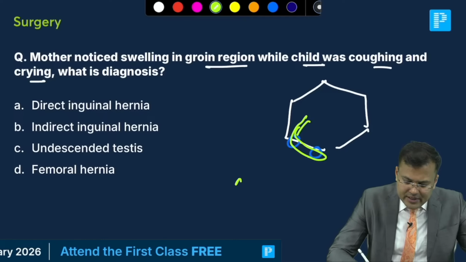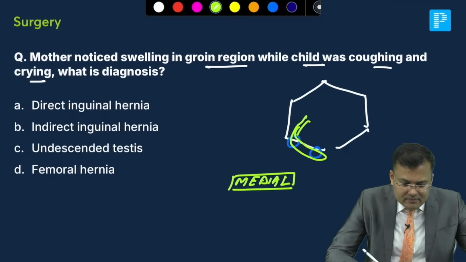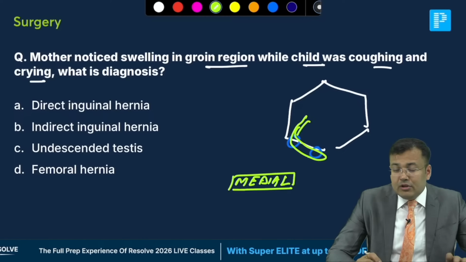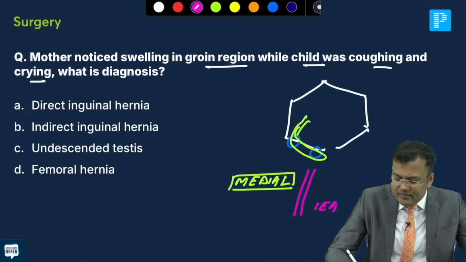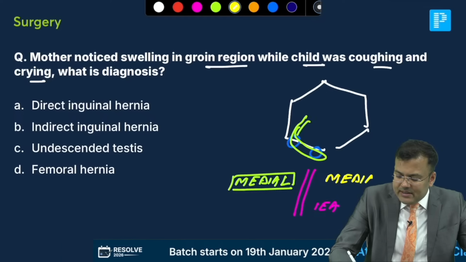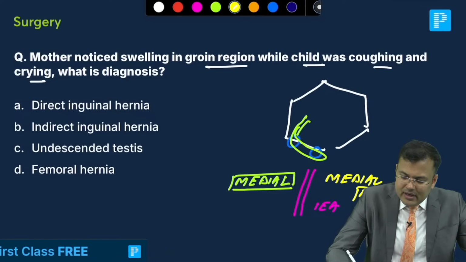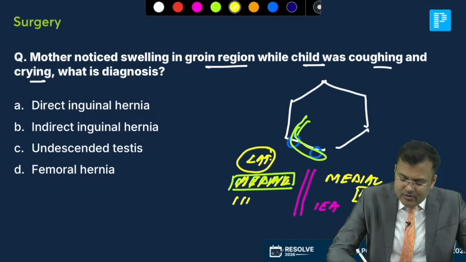Medial was written, okay. Medial to what? Medial, yes. Guys, see. Suppose the question is like this, yes, this is inferior epigastric artery, clear? This is inferior epigastric artery, and if hernia is medial to inferior epigastric artery, clear? This one is direct inguinal hernia. If it is written like this, if it is medial to inferior epigastric artery, this is direct, and if it is lateral to inferior epigastric artery, lateral means indirect.